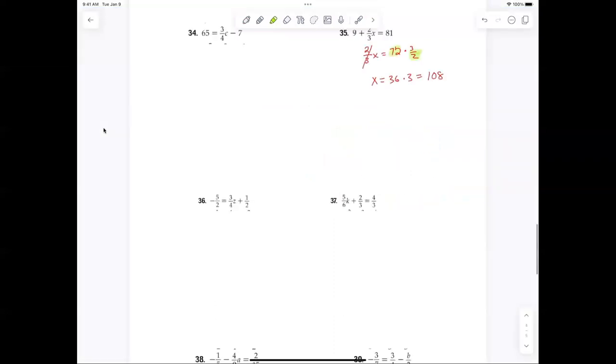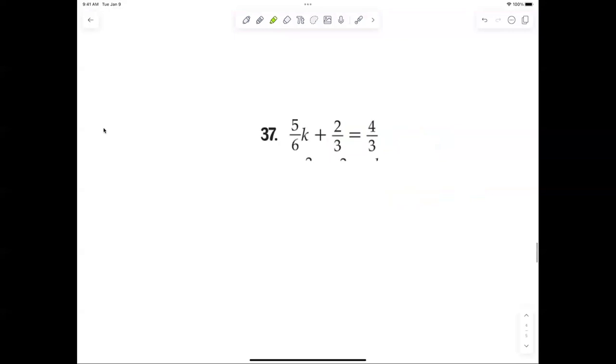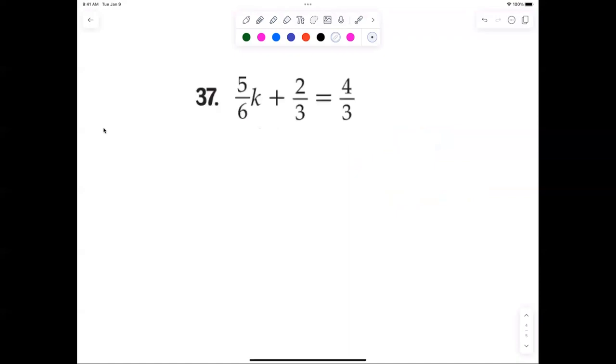All right, 37. Now we got a bunch of ugly fractions. So I'm going to take my time on this fraction. Everybody needs to look up. First technique, just because we're not afraid of fractions, we know how to do the fractions. I'm going to subtract 2/3 from both sides. Everybody agree with that?